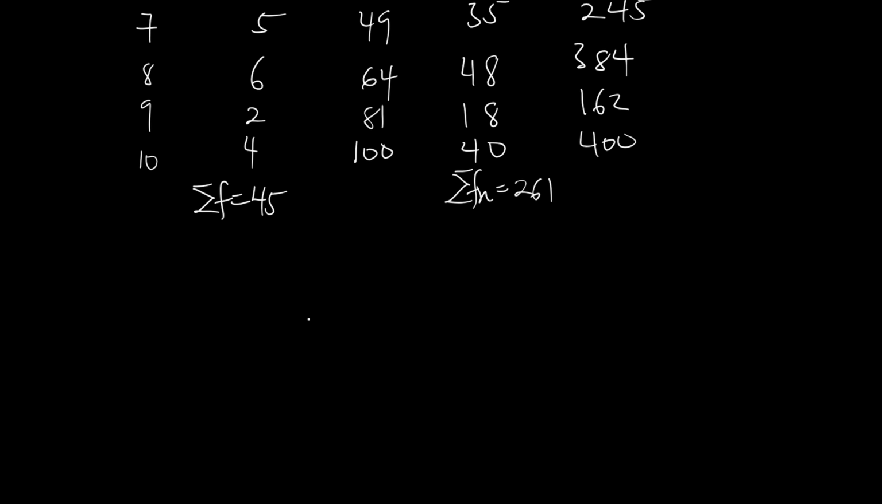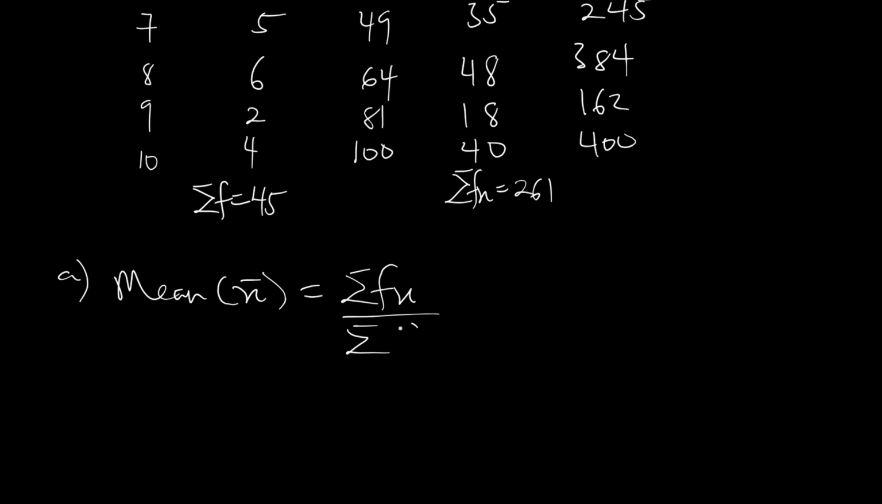So A, our mean, which is x bar, is equal to the sum of fx over the sum of f. The sum of fx is 261, so over 45, and that will give us 5.8. So our mean is 5.8.